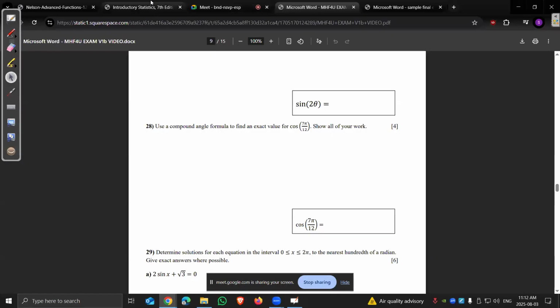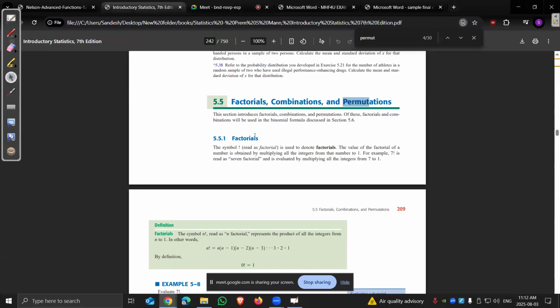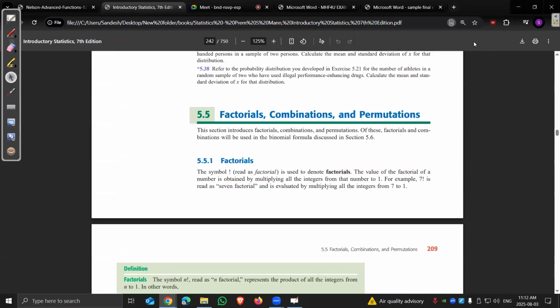All right, let's start with something called factorials, which kind of bridges into permutation combinations.